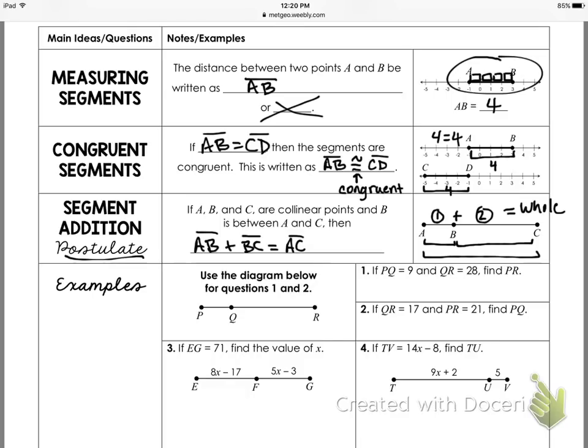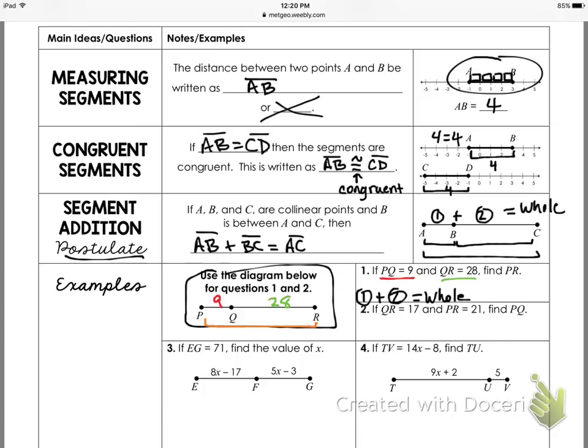All right, and all these examples say use the diagram below for questions 1 and 2. All right, so we have P, Q, and then R. All right, so number 1 tells us if PQ is equal to 9, so I know that's 9. And QR is equal to 28. QR is 28. Okay, find the length of PR. And so PR is all the way across. So we're just going to use our rule. Part 1 plus part 2 is equal to the whole.